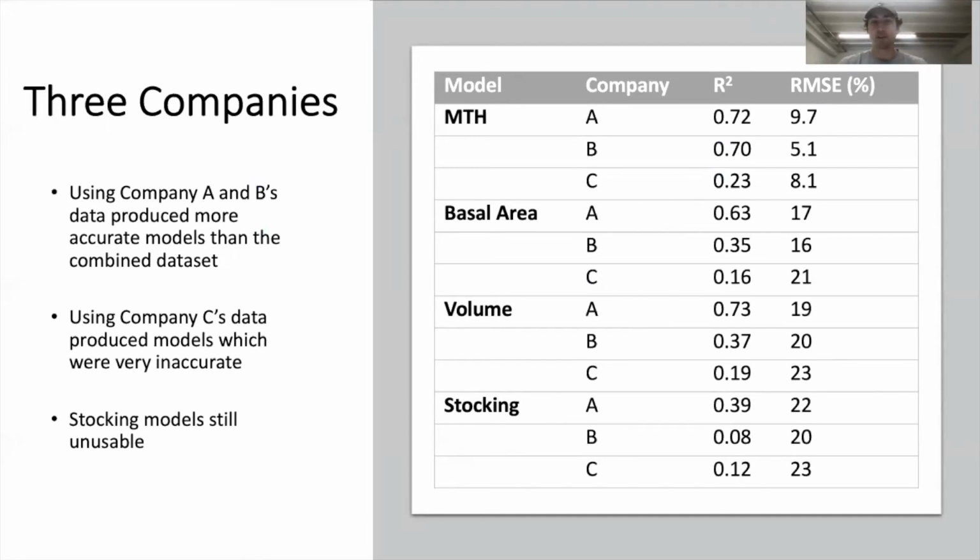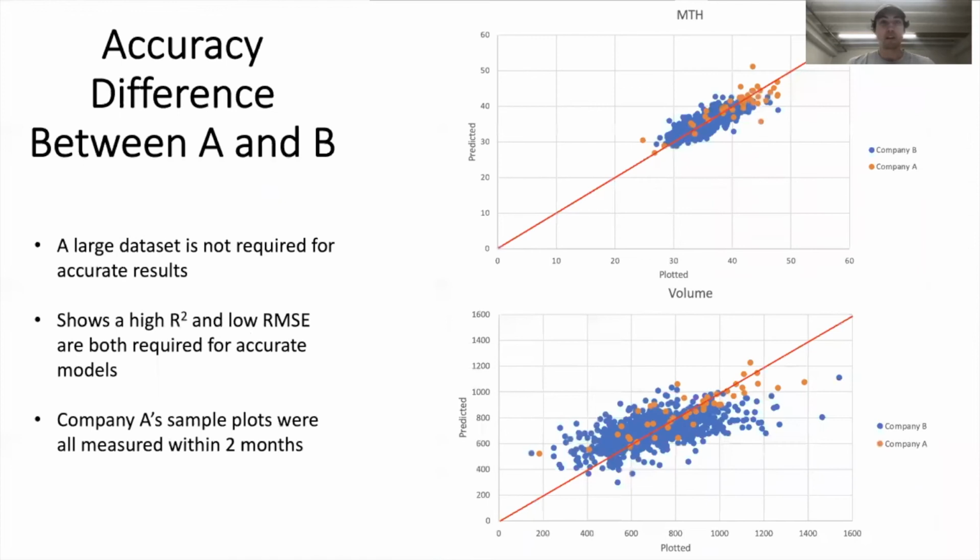And what should be noted is that for the mean top height for A and B, R squared and RMSE is relatively the same. But for basal area, volume, and stocking, company A had a much higher R squared. So this just shows the accuracy difference between A and B.